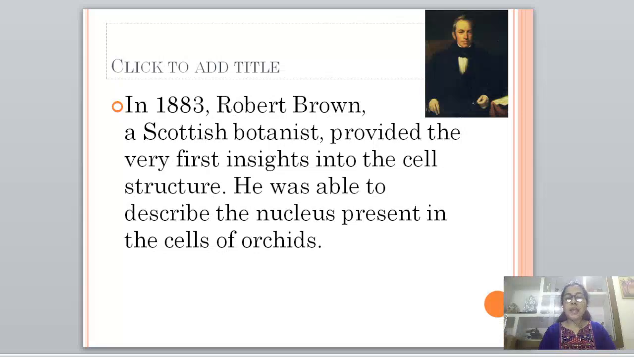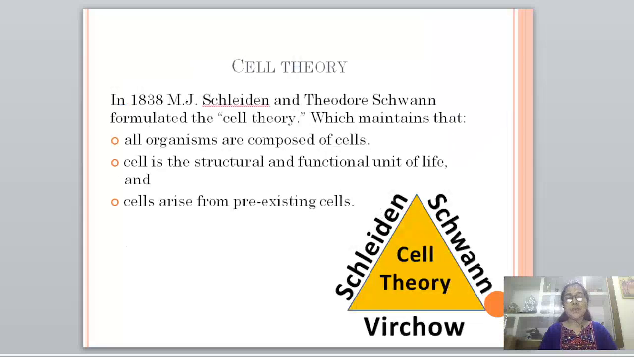Now next we have to talk about the cell theory, which was formulated by M.J. Schleiden and Theodor Schwann in 1838. What they maintained was, first, all organisms are composed of cells. Number two, that the cell is a structural and functional unit of life. And number three, that cells arise from pre-existing cells.